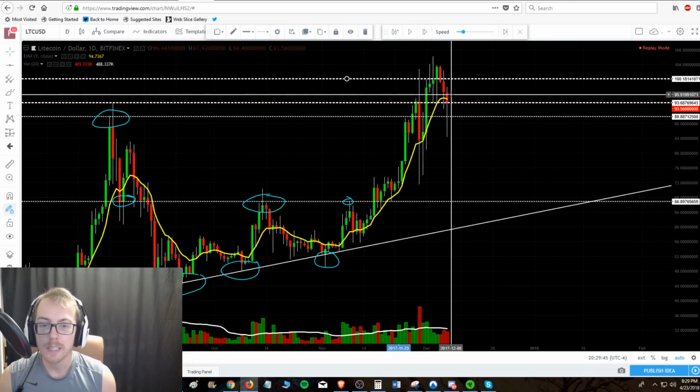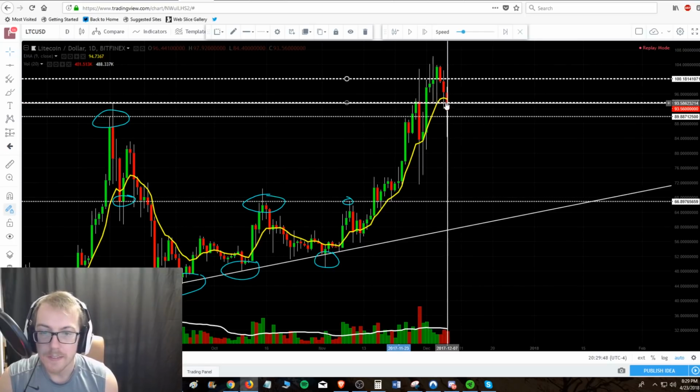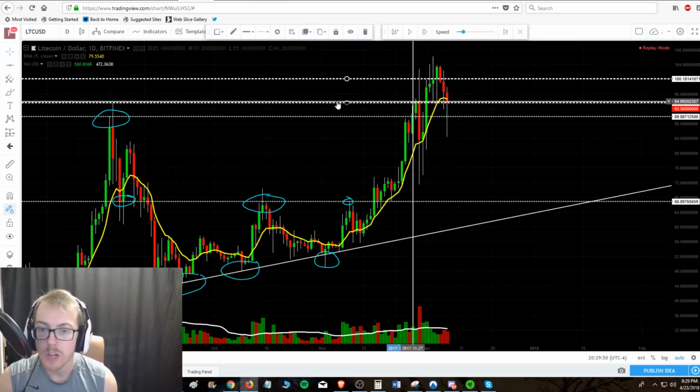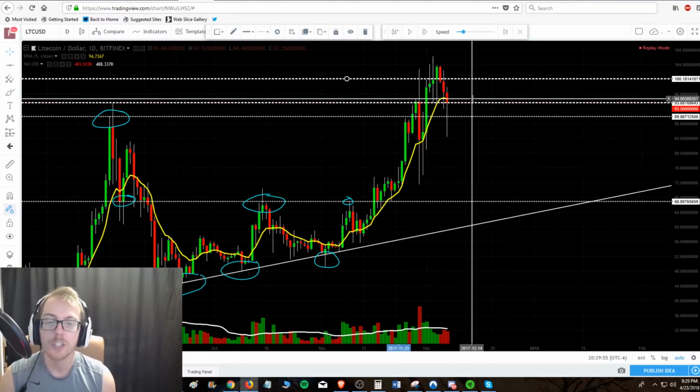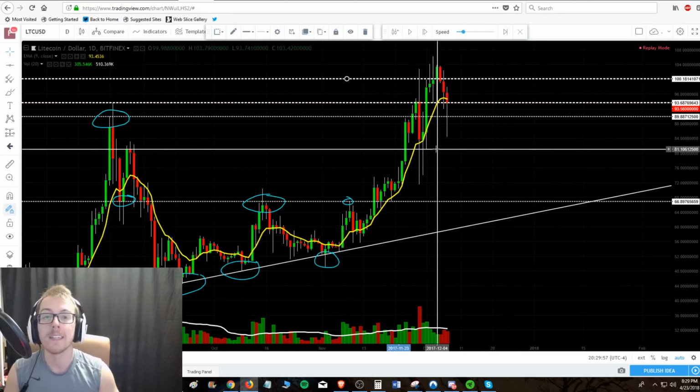So what I noticed here is it's holding this area as support. It closed above the previous all-time high, so it held that area as support. And what I did was just pile back into a position. Instead of saying, oh, I only made $7,000 on this trade. It was a big loss.